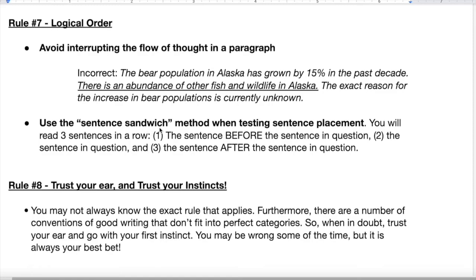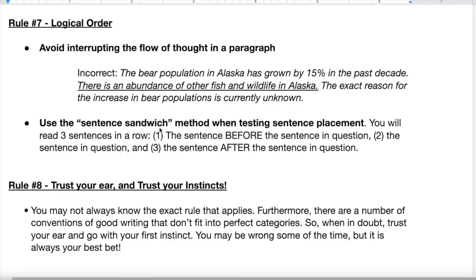You're going to plug it into the paragraph, but you're going to read 3 sentences. You're going to read the sentence before the sentence in question, and then the sentence in question, and then the sentence after the sentence in question. 3 in a row, to make sure that the ideas flow from one to the next to the next.